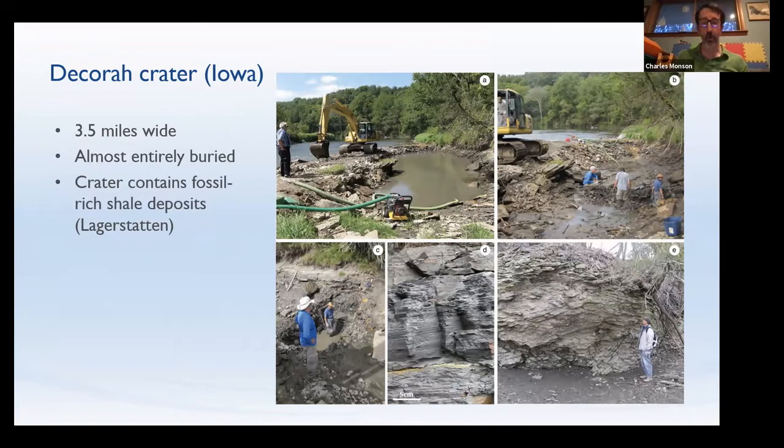And in order to get at it, the Iowa Geological Survey team dammed off a portion of the upper Iowa River with a backhoe, drained it, and then went down and started pulling up big pieces of shale. And the cool thing about this one is this crater actually contained really unusual fossil deposits. The shallow marine conditions inside the crater managed to preserve some things that wouldn't usually get preserved.